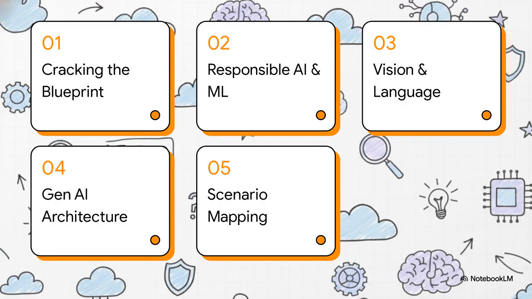First, cracking the blueprint. Then, responsible AI and ML. Third, processing vision and language. Fourth, enterprise generative AI. And finally, scenario mapping.